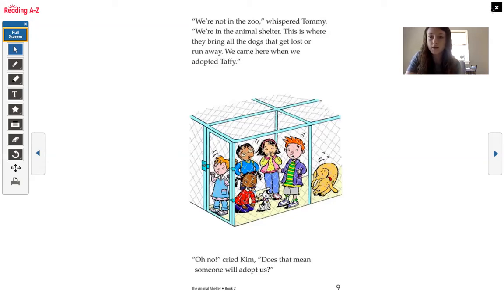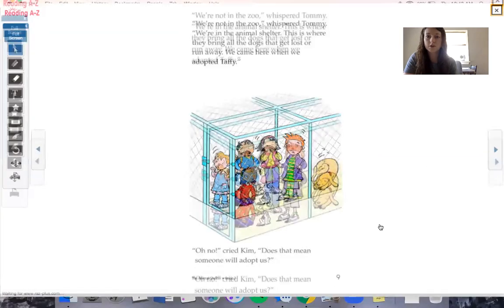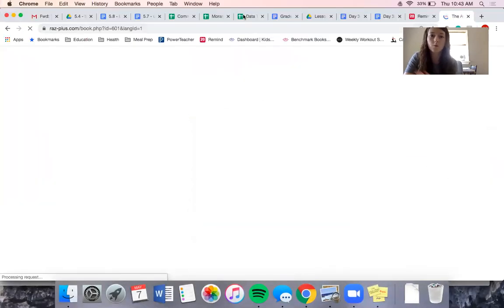So that's how we can make our predictions, right? Making predictions just means taking a guess as to what might happen next by thinking about what we already know about our characters because we know them so well. So today, remember, when readers know their character really well, they can make predictions and guess what the character might do next.